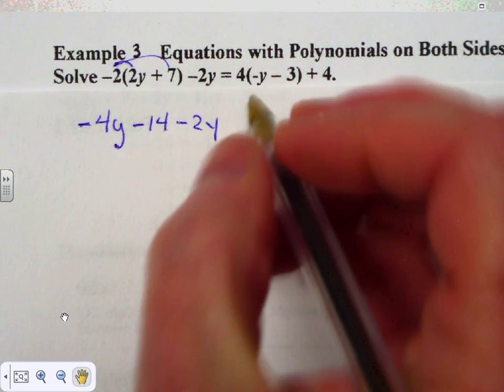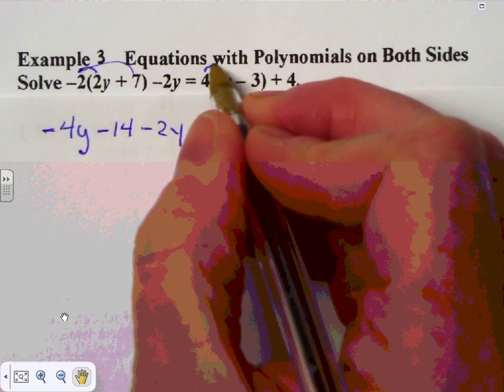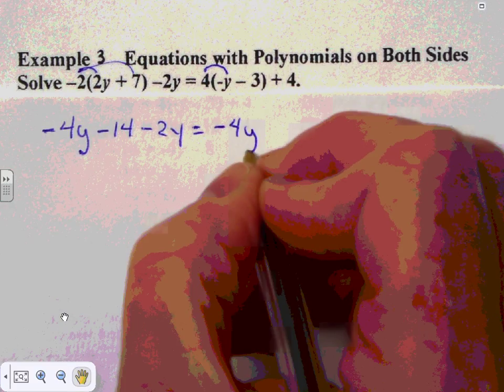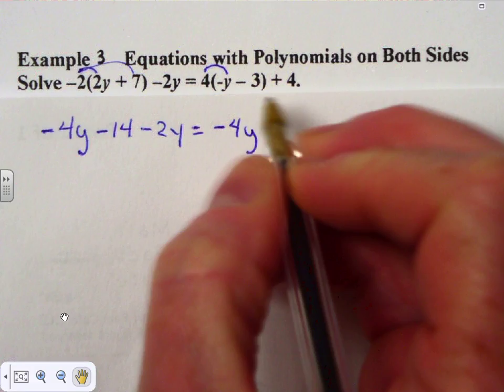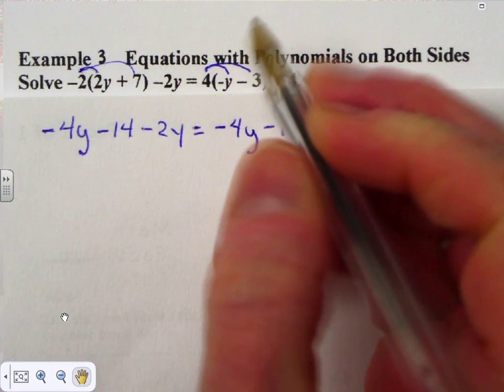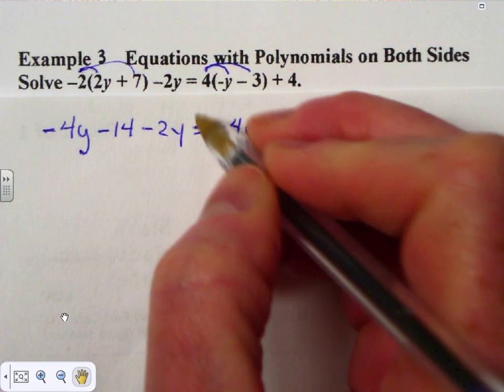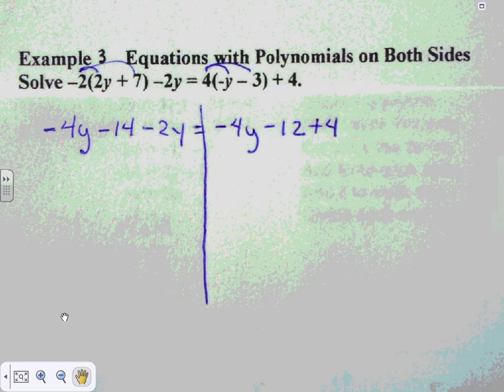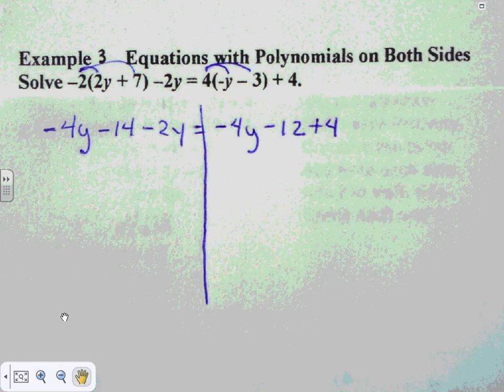Now there's the equal sign. And then 4 times the negative y is a negative 4y. And then 4 times the negative 3 is a negative 12. Just bring down the 4. He does not get multiplied, right? There's the wall. Please remember, simplify each side before you start crossing through the wall.